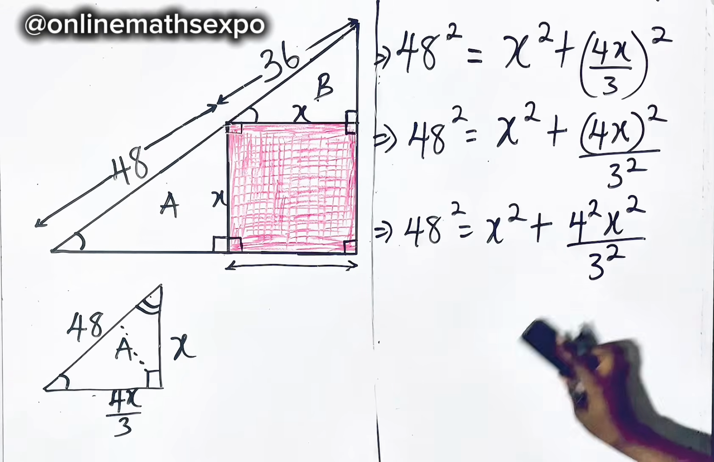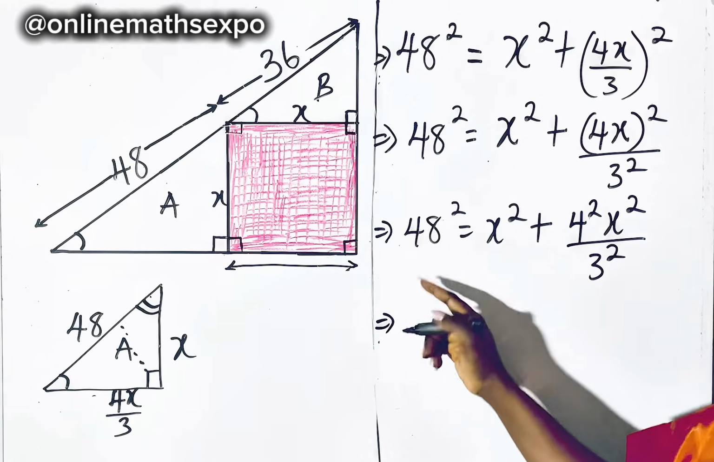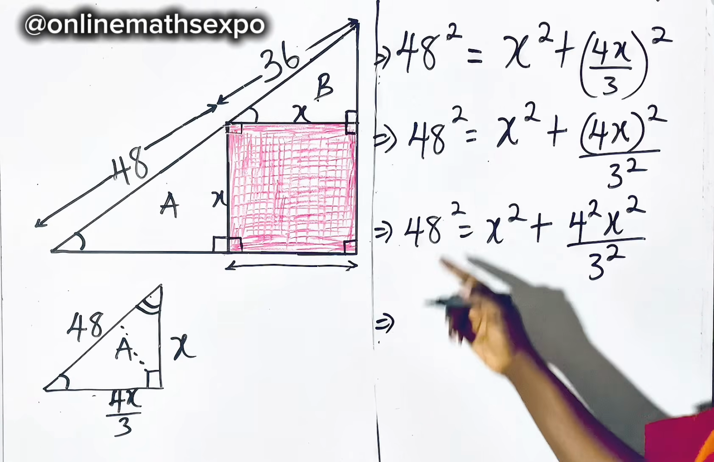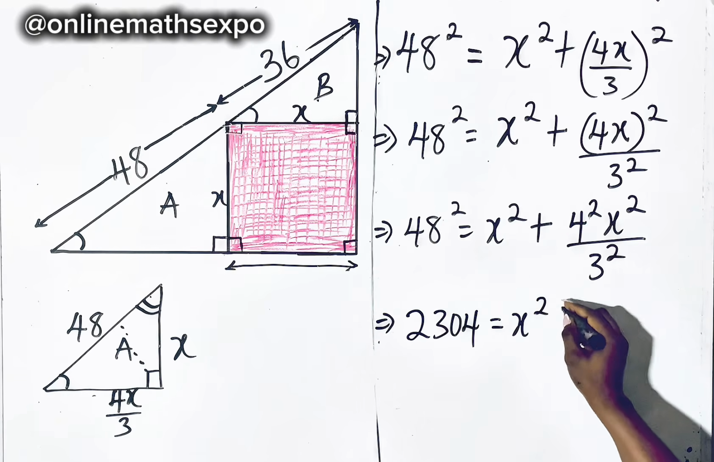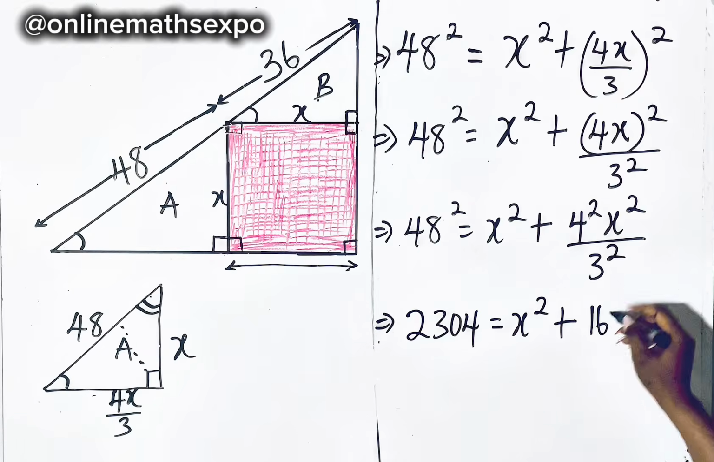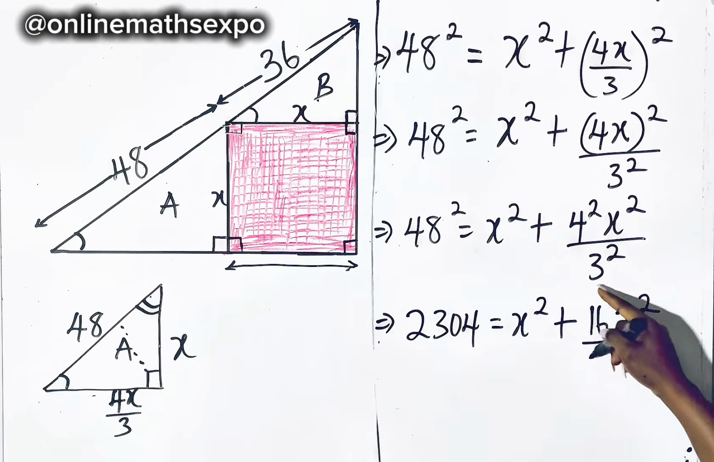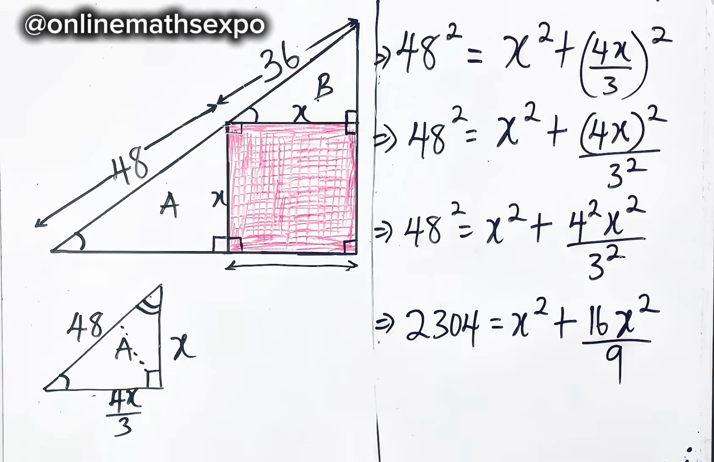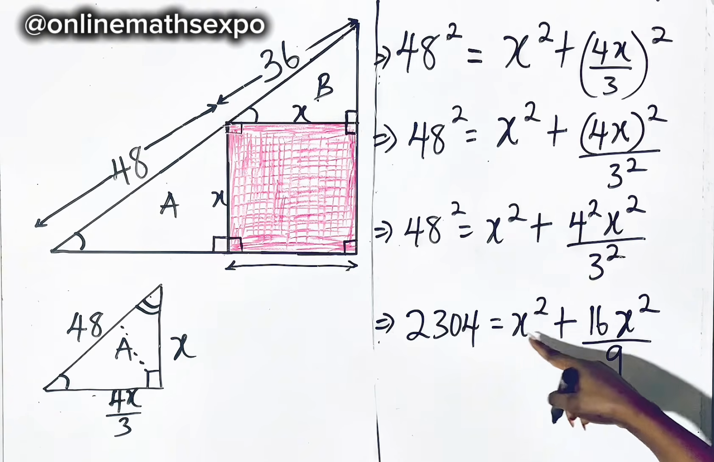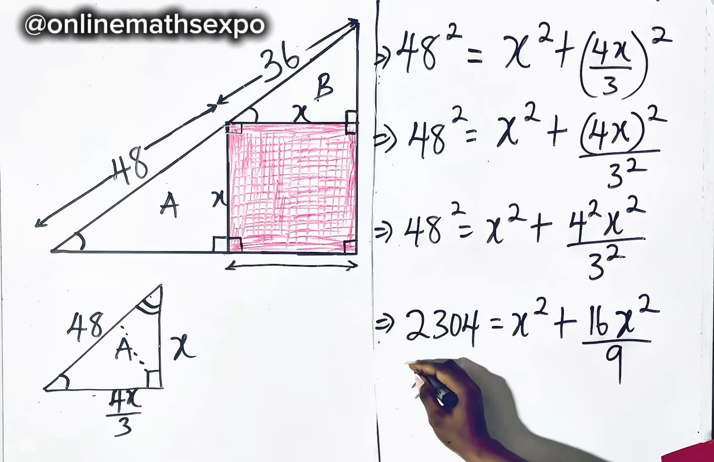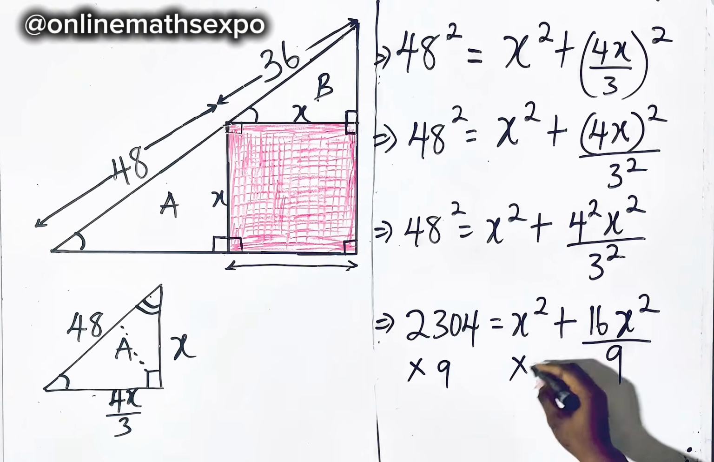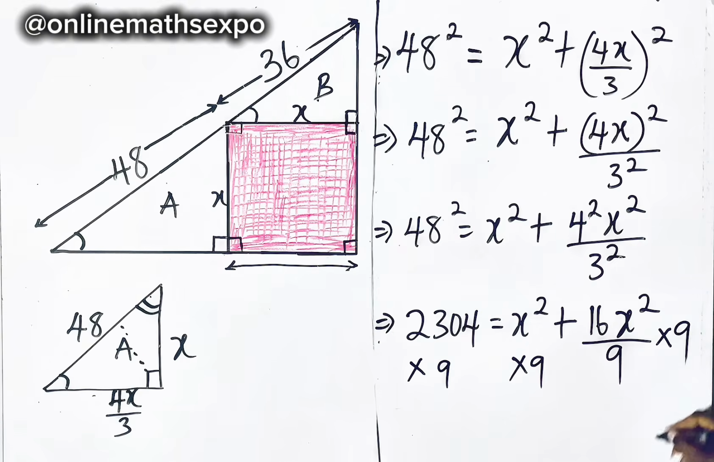So we keep solving. It's going to give us 48 squared. Quickly you can do it, and it gives us 2304 is equal to x squared plus 4 squared will give us 16, so we have 16x squared. 3 squared will give us 9. So what should we do here? Our target is to get this x squared. Now what we need to do is to remove this division by 9. We are going to multiply each part by 9. So we multiply this by 9, multiply this by 9, and also multiply this by 9.